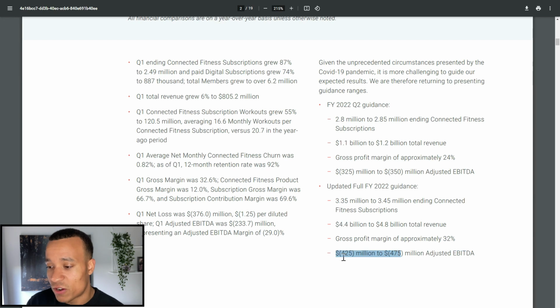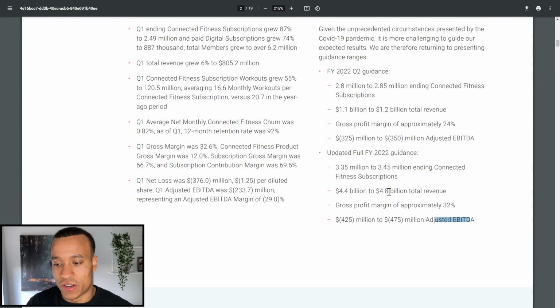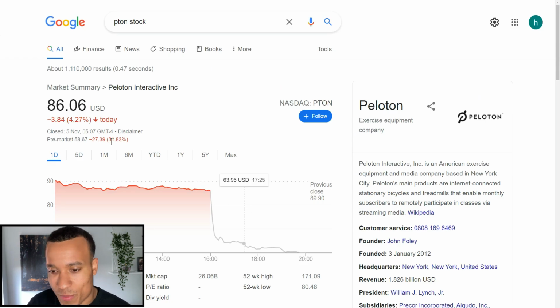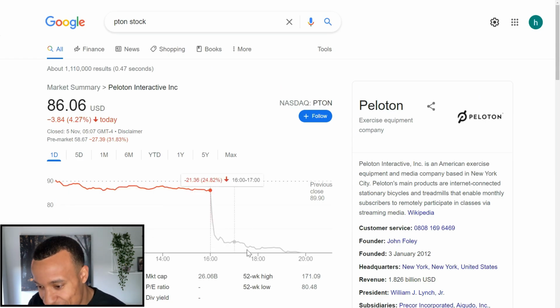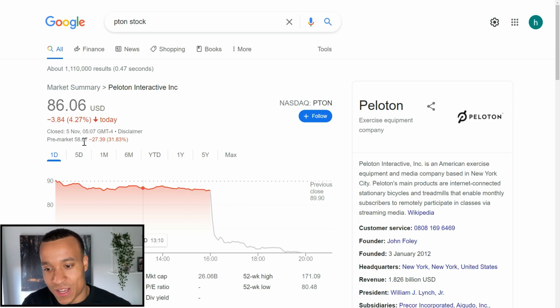But evidently, profitability is not within this business's reach within the next few years, right? Because we can see here that they are guiding in FY22 for a loss of between $425 and $475 million on an adjusted EBITDA basis. So that is not very good at all. But just flicking back to the chart momentarily, we can see just how significant that drop-off is. That's a 32% decline, and we're now sitting at around $59.